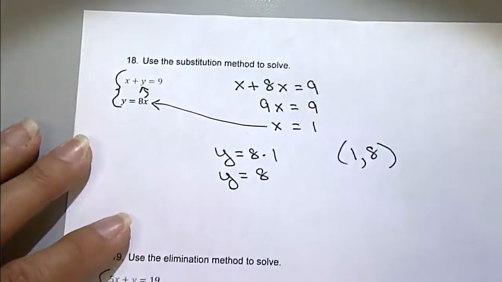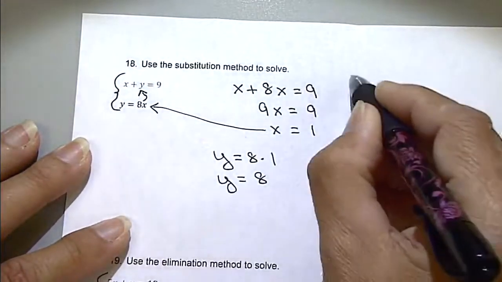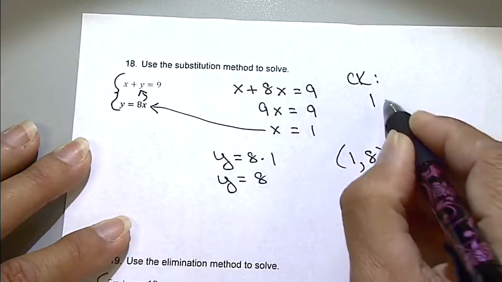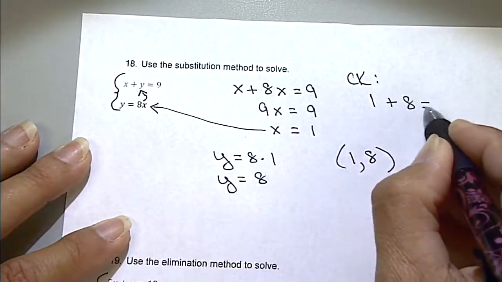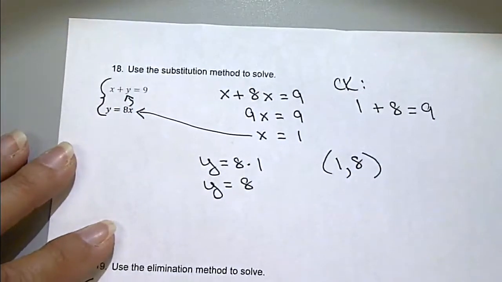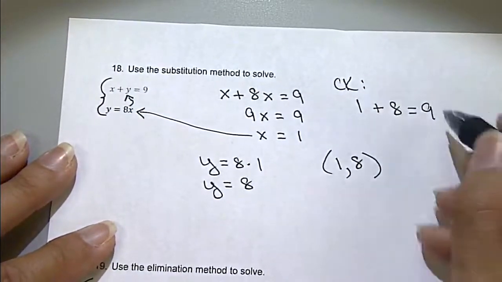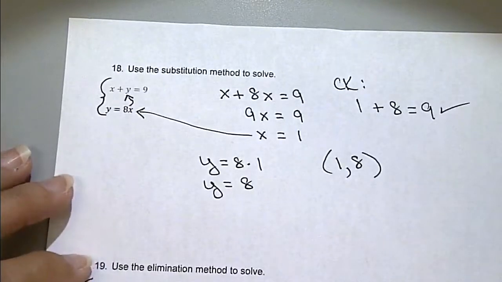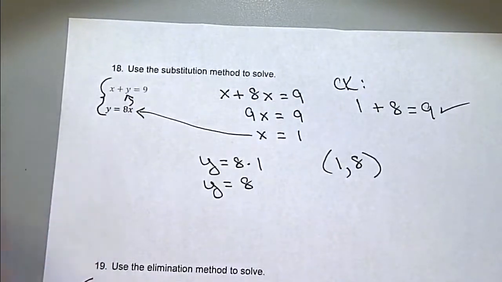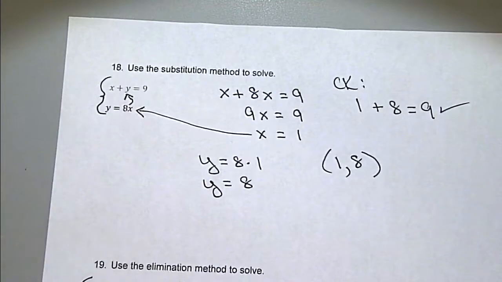Let's go back to this first equation. X is 1, I'll put up here, check. X is 1, y is 8, and I'll ask myself, does 1 plus 8 equal 9? Yeah, it checked. It's simple. That's the substitution method. For substitution, I have to solve either equation for a single one of the variables, plug it into the other equation, and then I can solve for the second variable, which I plug into one of the equations to find the first one, okay? I mean, just go back and forth, and then I check them.